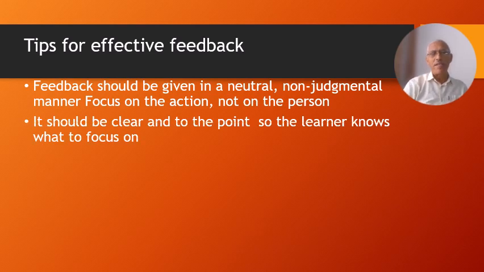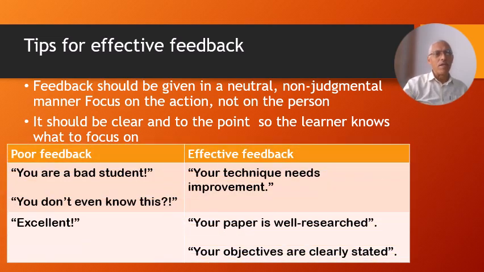It should be clear and to the point, so the learner knows what to focus on. So it shouldn't be a broad feedback. It should be specific enough that the student sees what it is and can actually work on it. So look at this poor feedback: "You are a bad student." This is bad because it's attacking the student. Instead, you should say your technique needs improvement. So we're talking about the technique and not necessarily about the person.